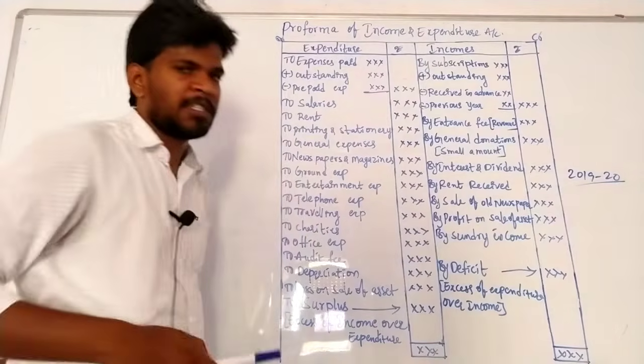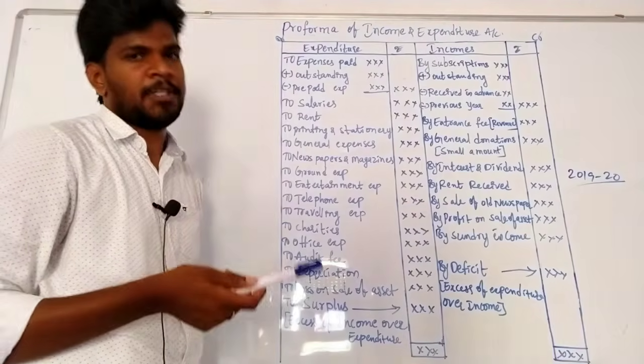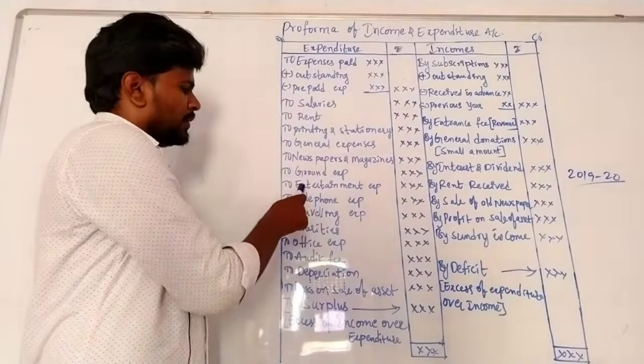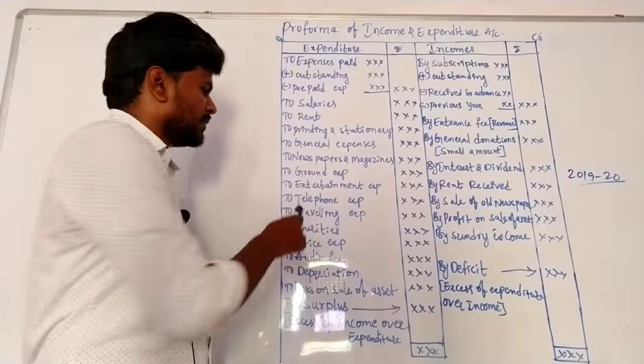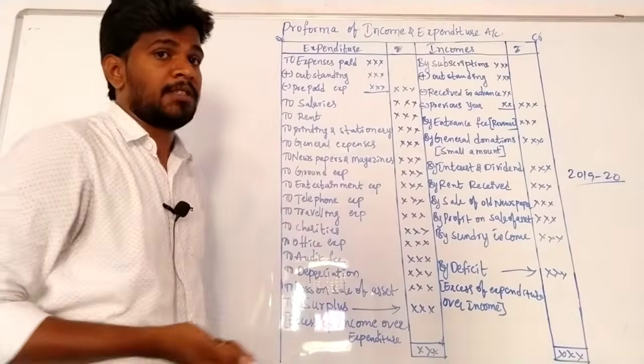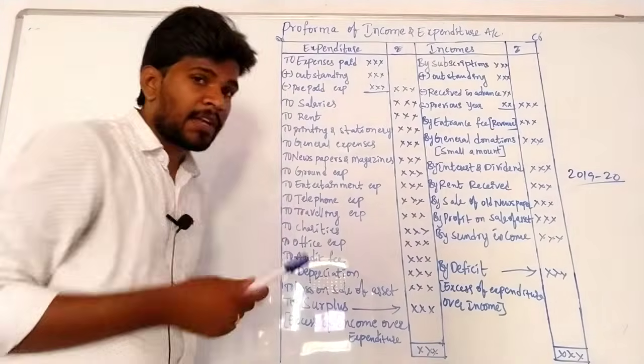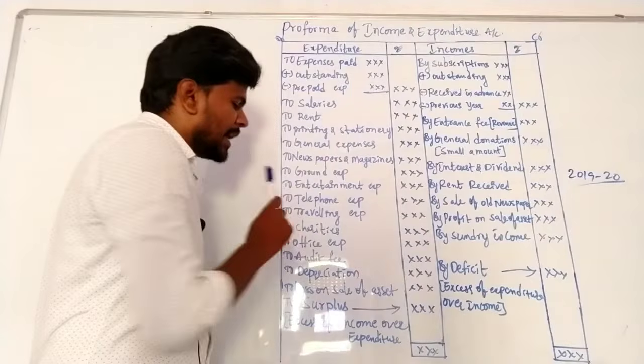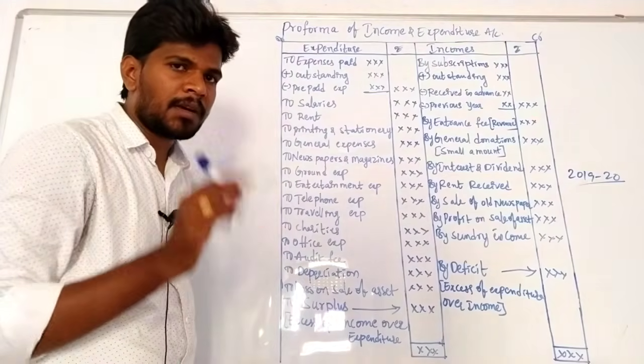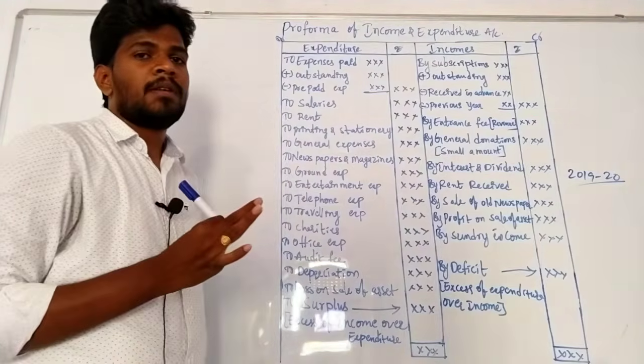Next, ground expenses. Is there any ground maintenance expenses? Next, entertainment expenses. Next, telephone expenses. Is there any traveling expenses? Next, charities. Is there any charitable trust given?